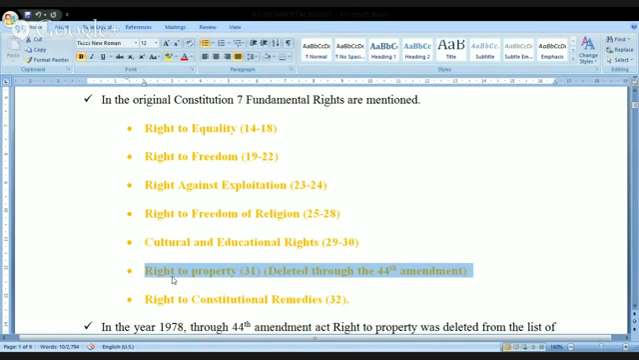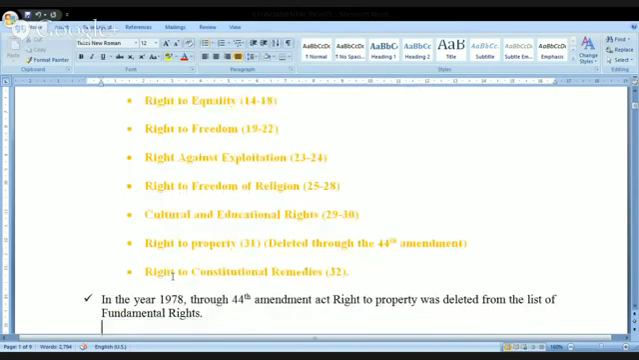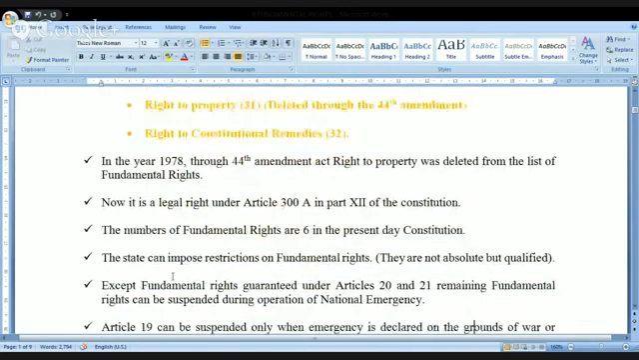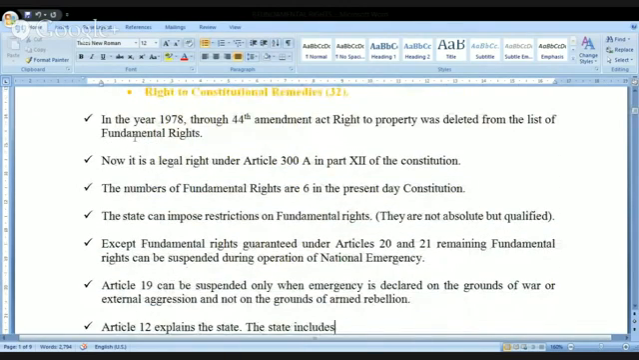Okay. Now, I'm still going further here. Let me show you some more points. In the year 1978, through the 44th Amendment Act, right to property was deleted from the list of the fundamental rights. It has been deleted. But now, if you look at this particular right to property, it is a legal right under Article 300A in Part 12 of the Constitution of India.